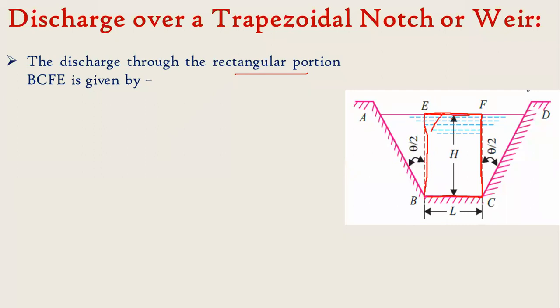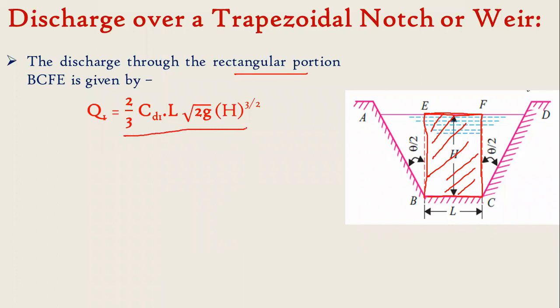So for this part, I'll just show it in a hashed portion. Now for this part, which is a rectangular portion, the discharge will be given by the formula Q1, that is discharge through the rectangular portion, is equal to the formula for discharge through the rectangular notch.